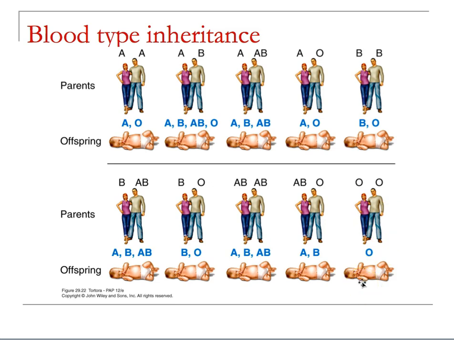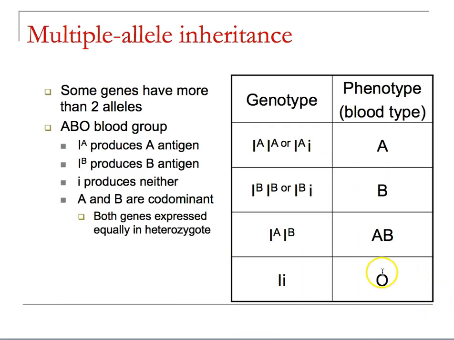In fact, believe it or not, that's the way that I remember all of this. If you can remember that, the only way you can end up with an O phenotype is if you're lacking the A and B markers. The rest of it starts to make sense.